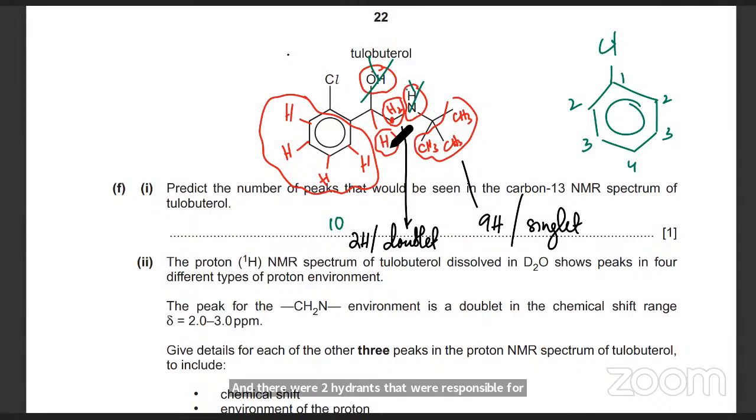Then you have this CH. What is this CH going to be? The neighboring carbon atom over here has no H, but the one on the other side has 2 H's. So it's going to be a triplet. And there is only one.